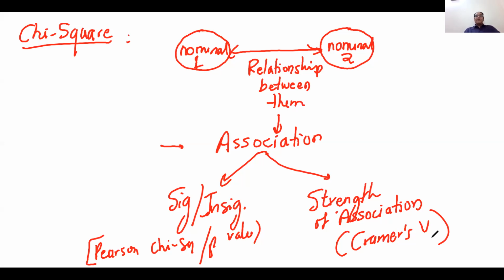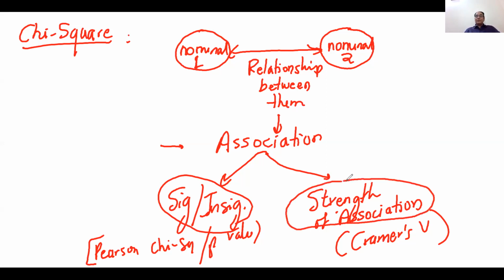So I just repeat, what is chi-square? Chi-square is analyzing the relationship between two variables, one nominal variable and another nominal variable. This relationship is known as association, and this association is measured by two things: whether it is significant or insignificant, and what is the strength of the association. Whether it is significant or not can be identified by the Pearson chi-square test, and the strength of association is identified by Kramer's V.